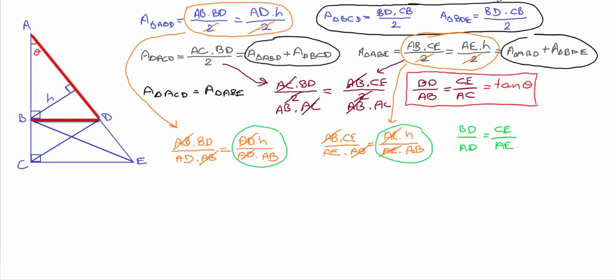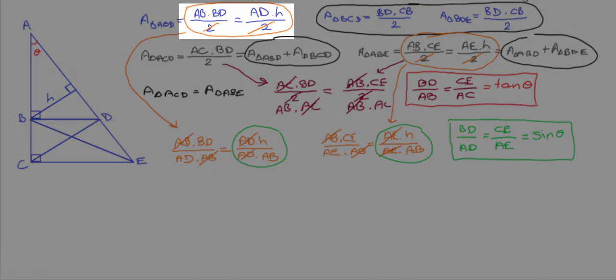Now back to the angle theta here. BD divided by AD is sine of theta. It's also equal to CE divided by AE. Now you can see that sine of theta is constant regardless of the size of the triangle that you're working on. This is very important. Now I will do one more thing.